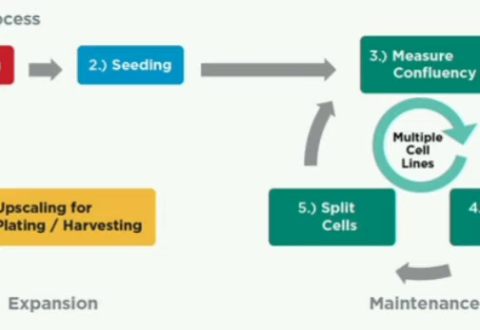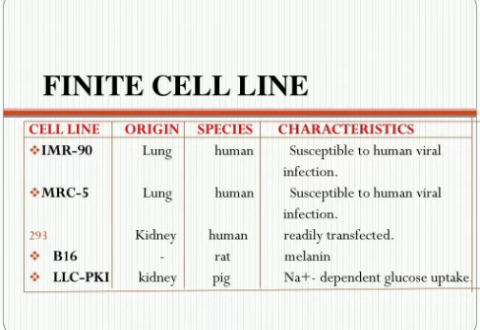So whenever we do some experiments where we need the susceptible cells to the human viral infection, we use this type of cell line. Then another, MRC5, these are also isolated from the lung tissue, human lung tissue, and these are also very susceptible to the human viral experiment. The next two are the 293, that is from the human kidney.